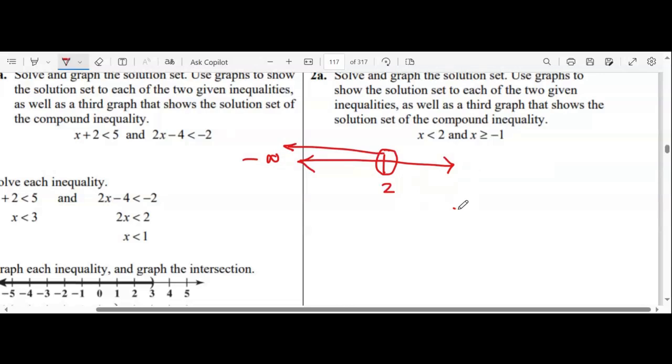What about the second one? What's the second one? -1. Where is -1? Here. Open or closed? Closed. Going to where? Infinity.